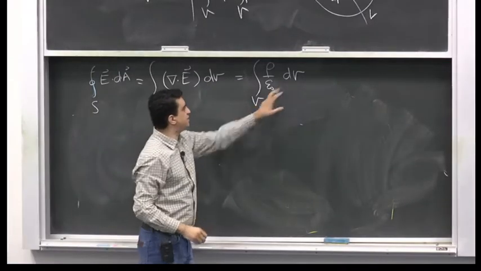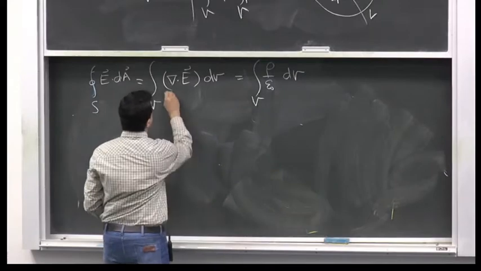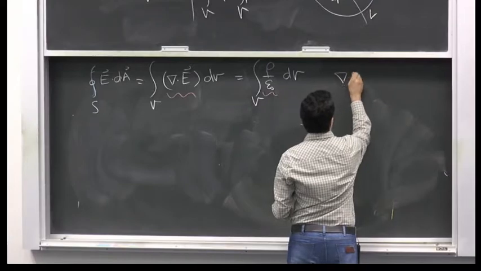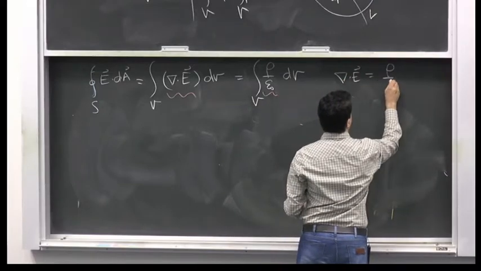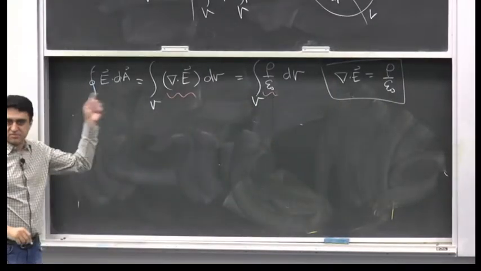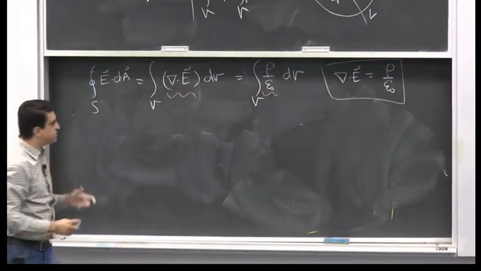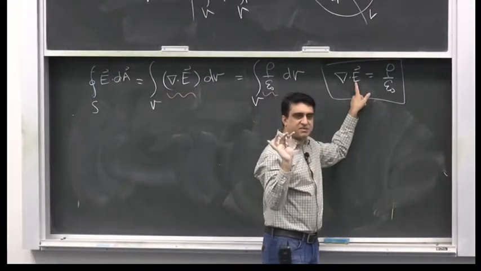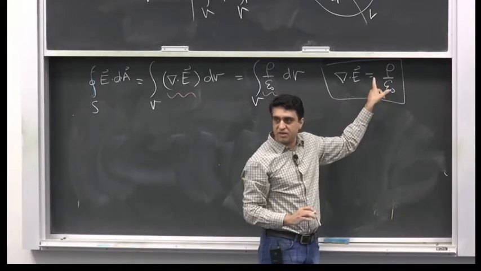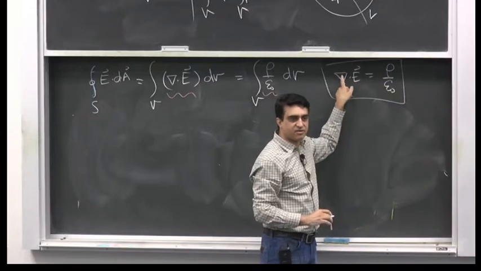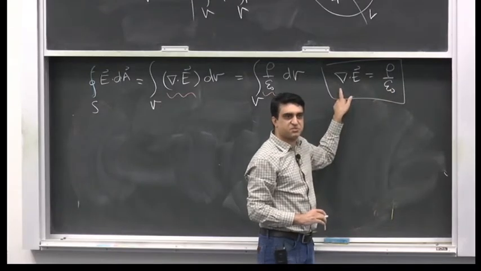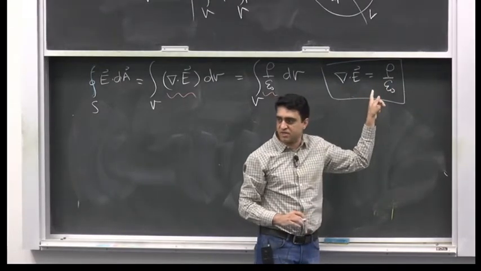So this thing is equal to this thing, which tells you that del dot E is equal to rho by epsilon naught. That's the first Maxwell equation in differential form, which tells you that the divergence of E will be there only if you have a charge enclosed. If you don't have charge enclosed, there is no divergence of E. If there is no charge density, you don't have any divergence. If there is charge density, you do have a divergence. If the charge is positive, divergence is positive. If the charge is negative, divergence of the electric field is negative.